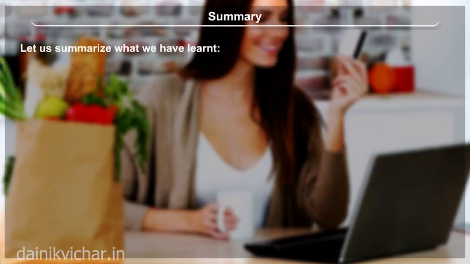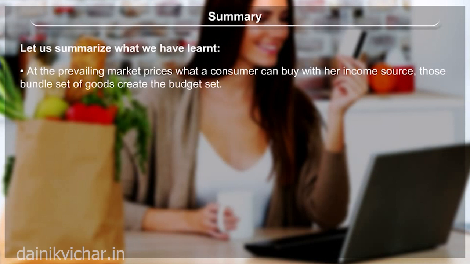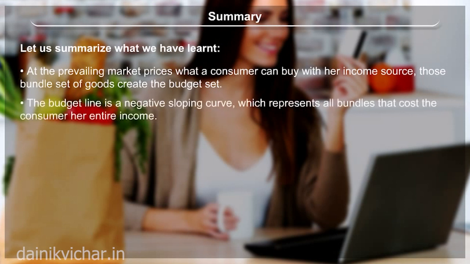Summary. Let us summarize what we have learned. At the prevailing market prices, the set of bundles of goods a consumer can buy with her income creates the budget set. The budget line is a negative sloping line, which represents all bundles that cost the consumer her entire income.